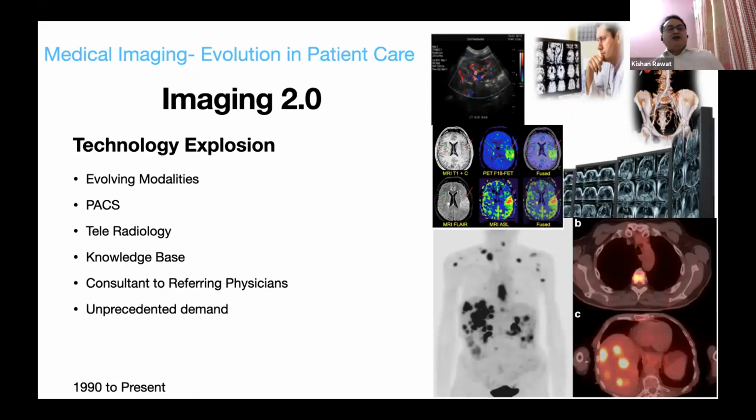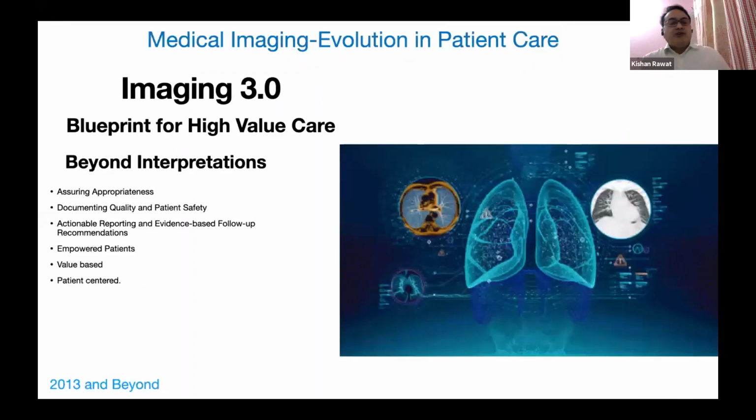Then came teleradiology. Teleradiology also helped in improving the quality of reporting, because through teleradiology, even the rural and remote areas got access, and those areas improved their reporting quality. Knowledge base also got enhanced, and the consultant and referring physician interactions also got better. At the same time, there was unprecedented demand for imaging. After 2030, Imaging 3, which focused on the high value care of the patient.